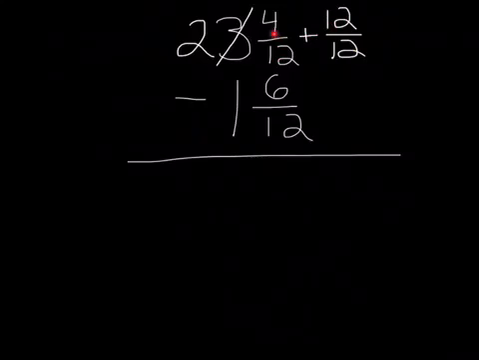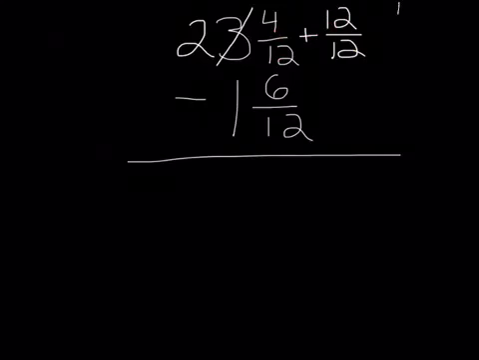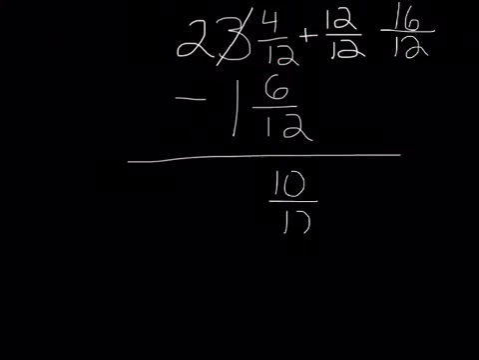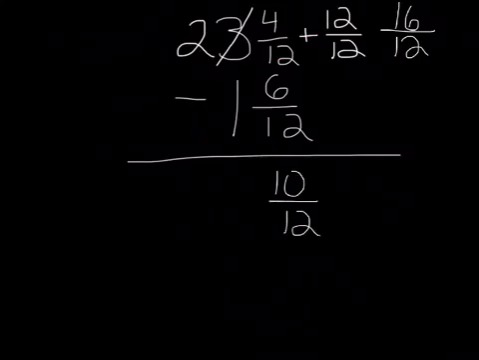Okay? 4 plus 12 is 16. My denominator stays the same. 16 12s take away 6 12s is going to leave me with 10 12s, and then I subtract my whole numbers. Okay? 2 take away 1 is 1.